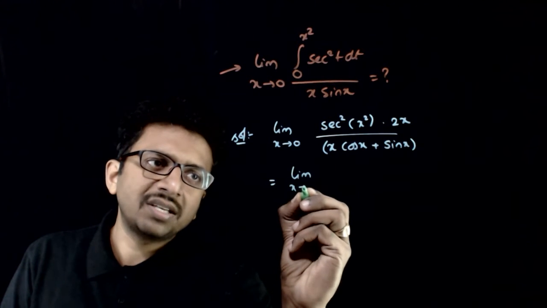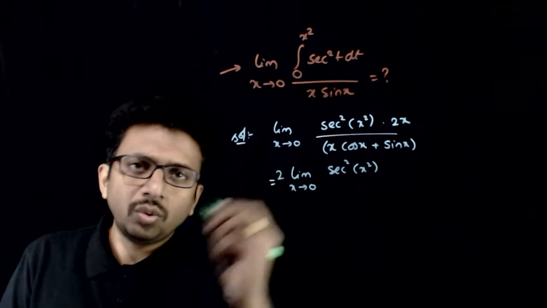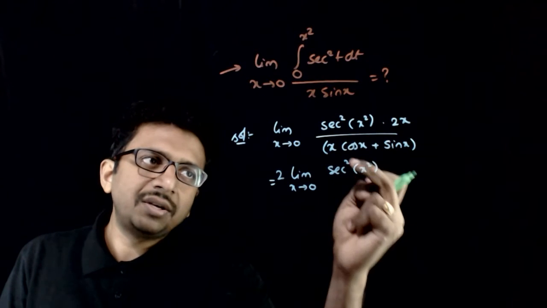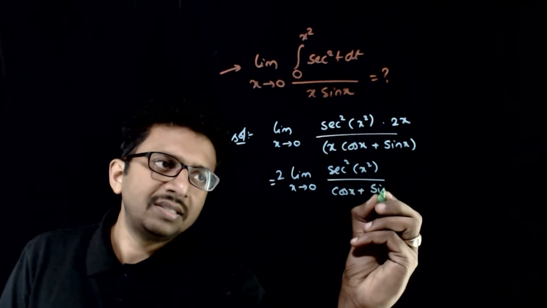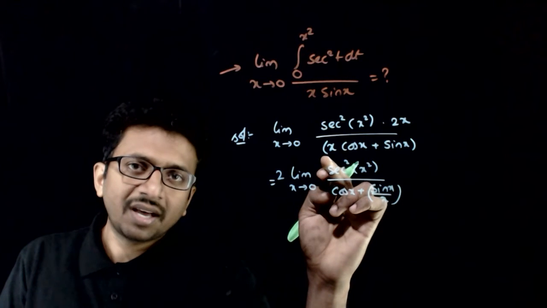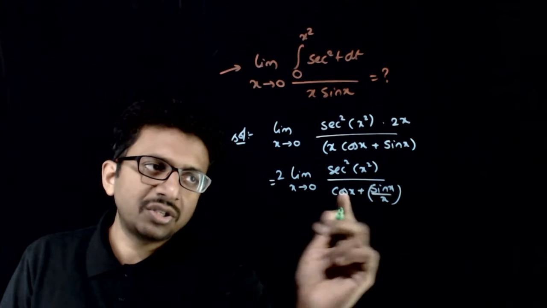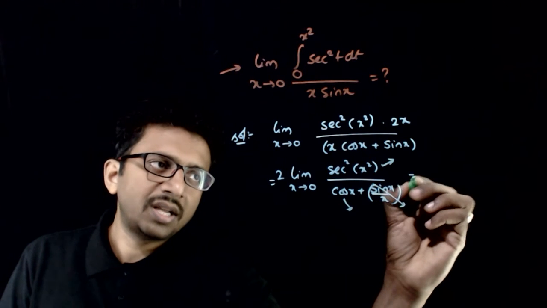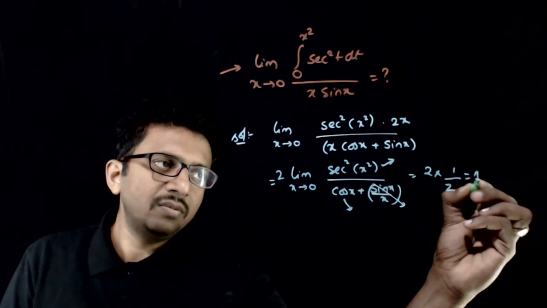So what I do is the limit as x tends to 0 of secant square of x square, 2 is constant, and let me send this x into the denominator. So divided by cos x plus sin x by x, right? If I bring this x into the denominator, corresponding to x cos x, x will get cancelled and you get sin x by x. You know that as x tends to 0, sin x by x tends to 1. And this tends to 1, this also tends to 1. That is equal to 2 times 1 by 1 plus 1, which is 2. That is equal to 1.